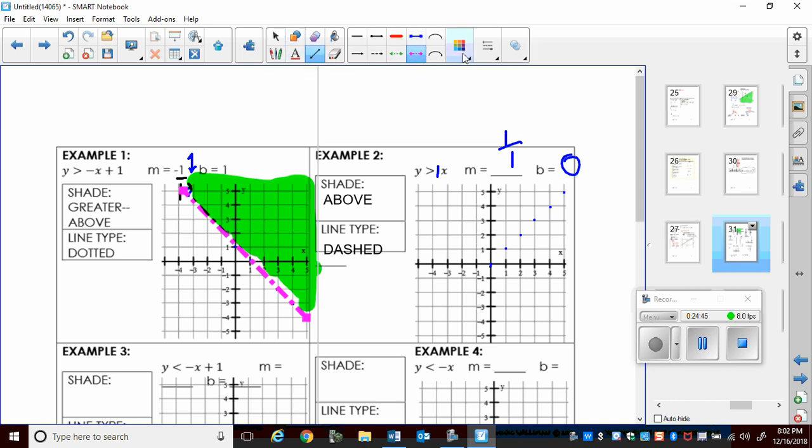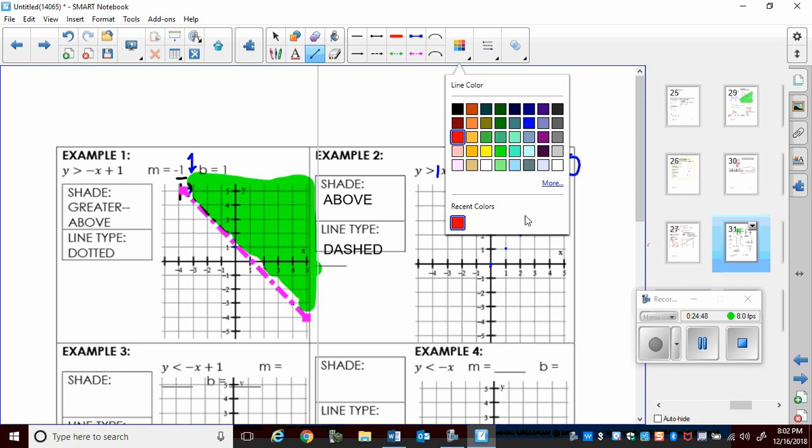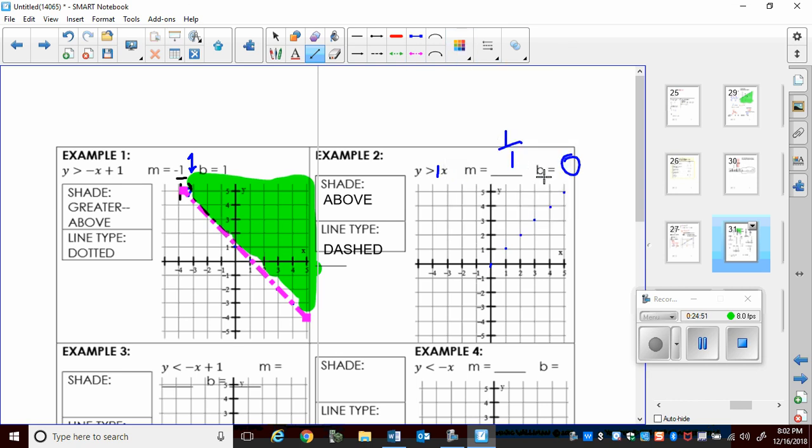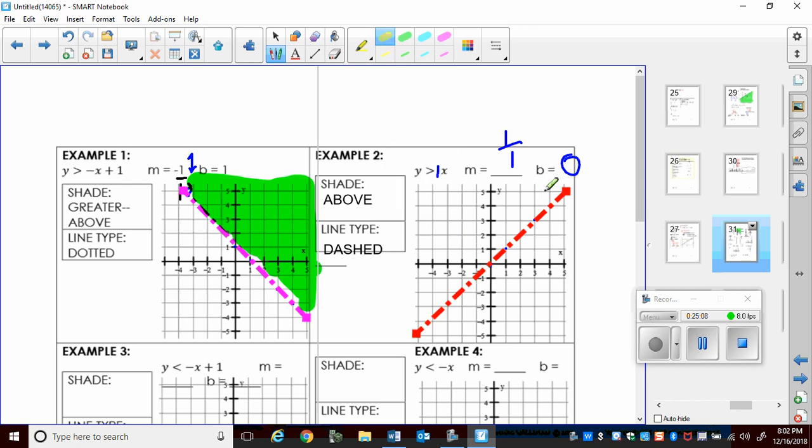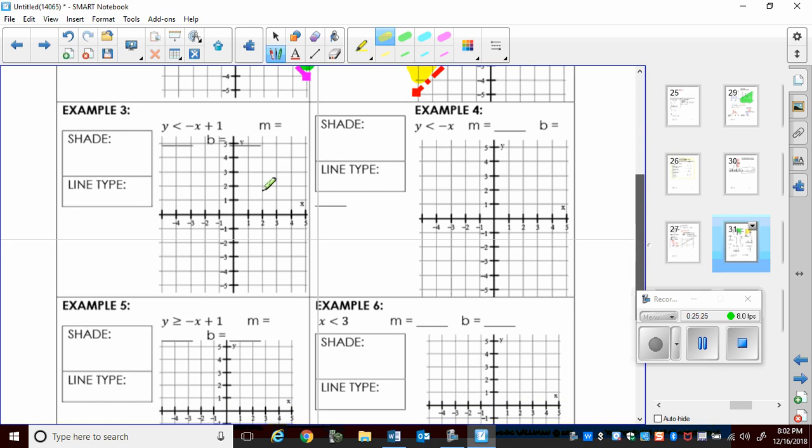Let's try that again. All right, so I start here, draw my line, pull them down. And now I'm shading above this line because y is greater than. So I'm going to choose a highlighter here and choose yellow and shade. And remember, don't shade on this dashed line. You shade above the line only because the dash part is not included. The line itself is not included in the solution.